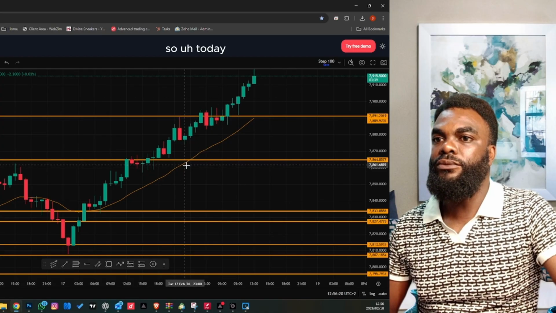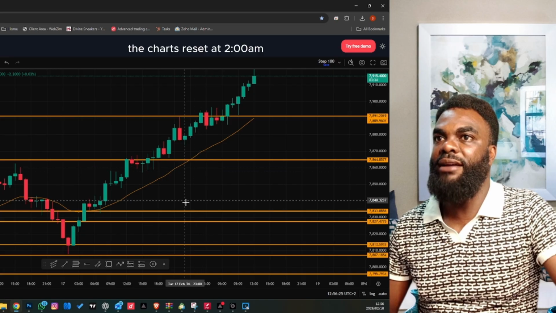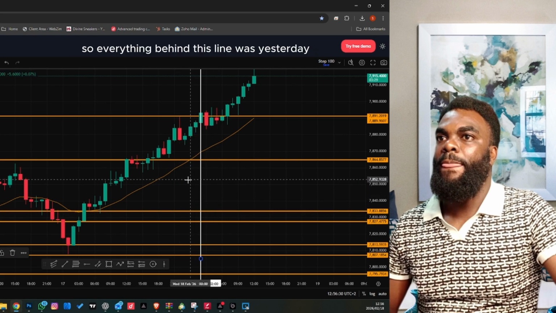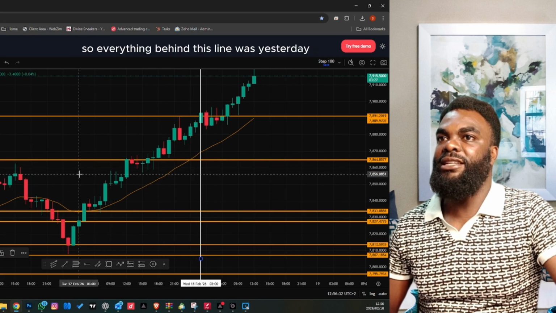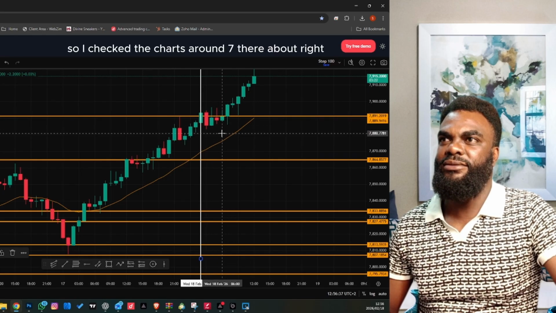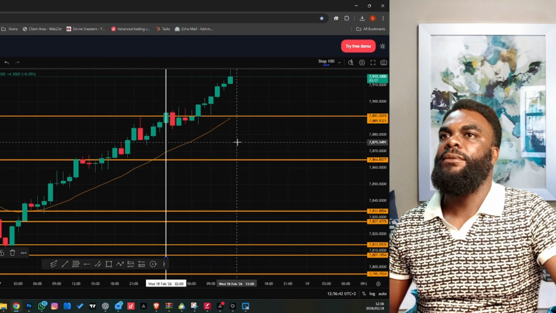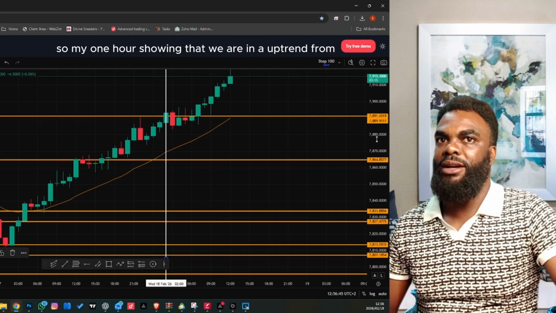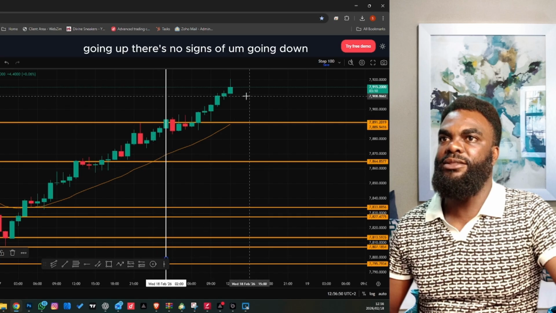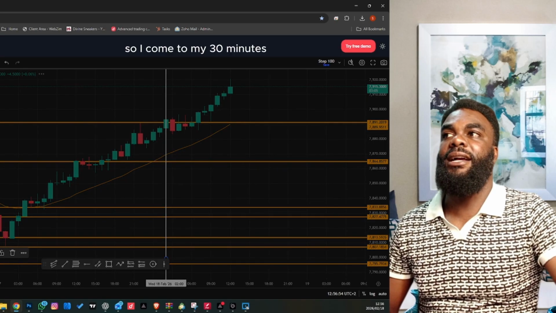So today the charts reset at 2 a.m. because we are 2 hours ahead from the server. So everything behind this line was yesterday going back. Today was this. So I checked the charts around 7 thereabout, right? So my 1 hour is showing that we are in an uptrend from since here going up. There's no signs of going down. So I come to my 30 minutes.